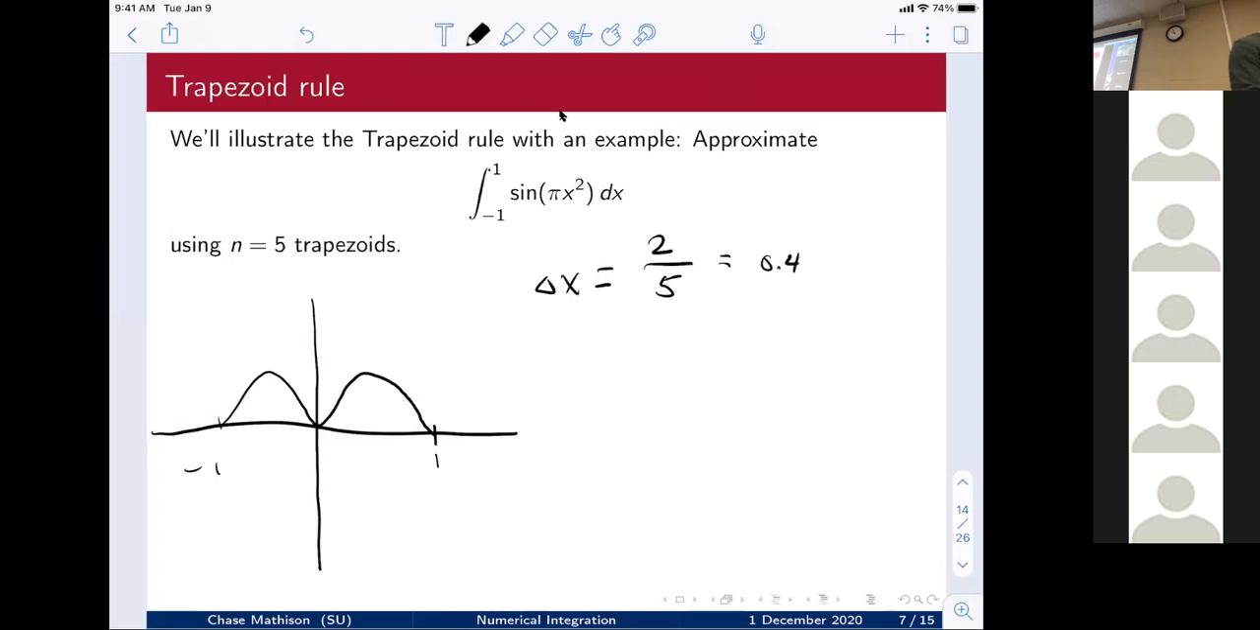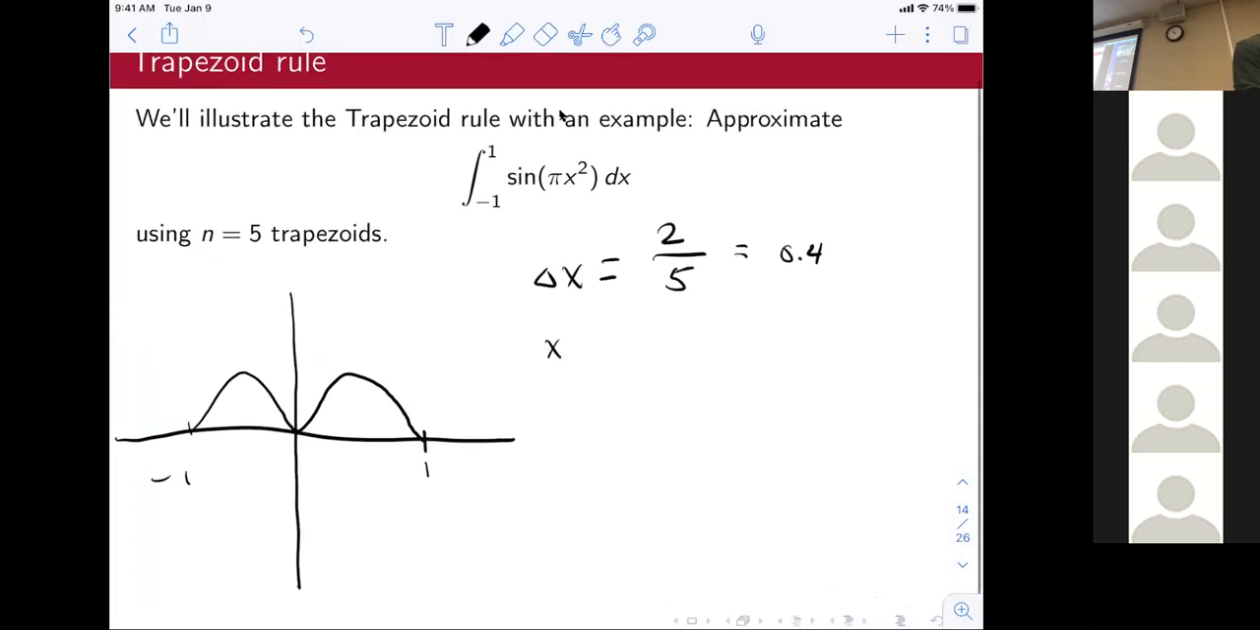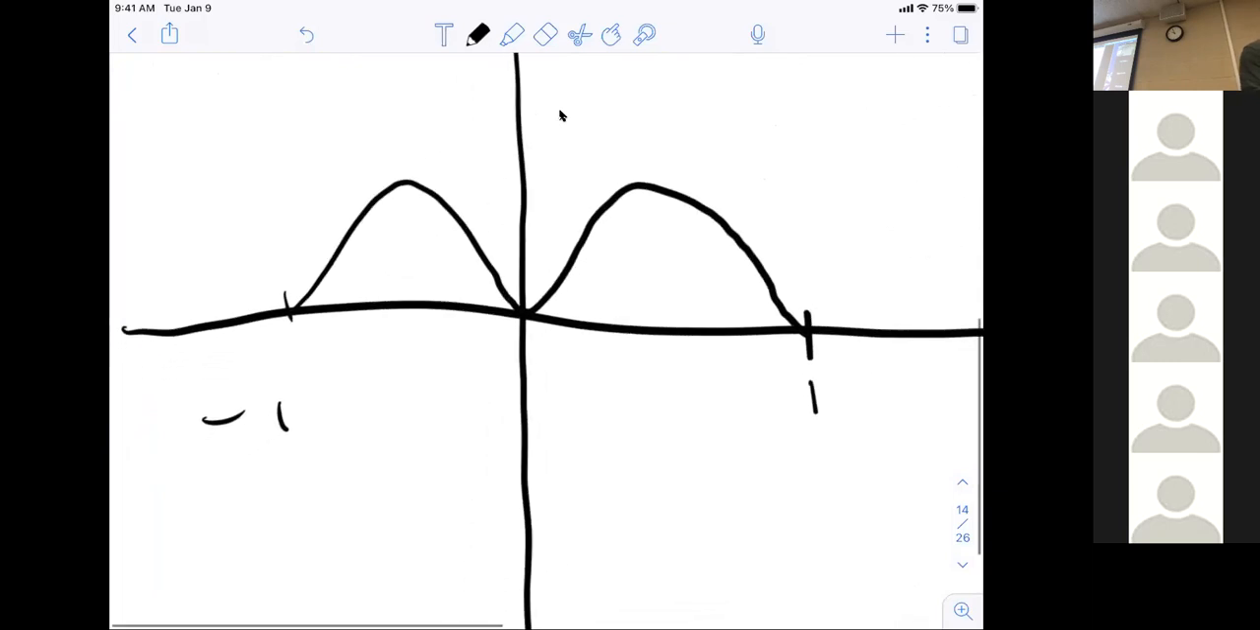So then I'm going to have my xi, just like before, is x0 plus i times delta x. So for us, that's going to be -1 plus i times 0.4, or times 2/5, whatever you want to write down. But whatever we write down, here's what the drawing looks like.